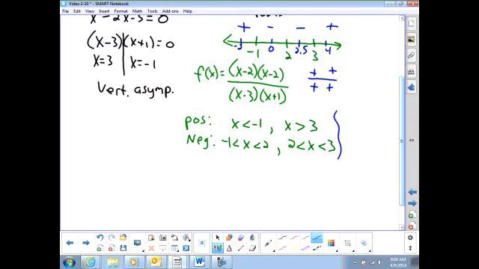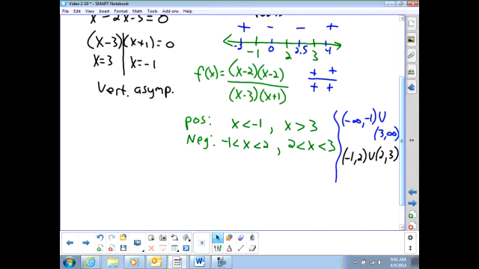Now, another way you could write that in interval notation, we could have said negative infinity, comma, negative 1, and the union of that with 3 to infinity. That would be our positives. For the negatives, we would say negative 1, comma, 2, the union of that with 2, comma, 3. When we get into looking more in depth at where functions are increasing and decreasing, and where things are concave up and concave down later in this year, we'll use the notation on the right more frequently. But for now, either of those is fine.